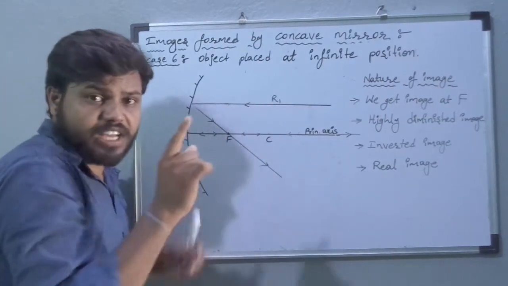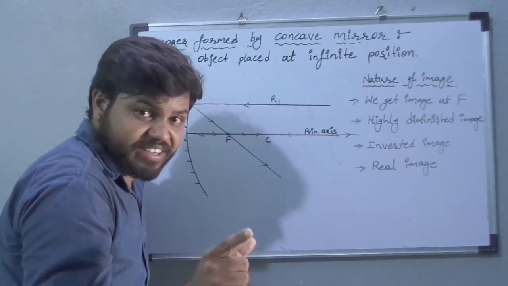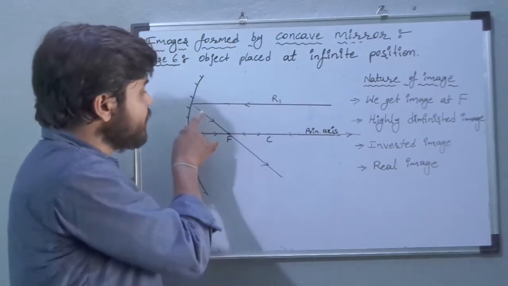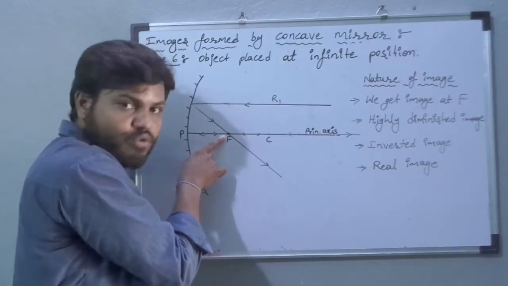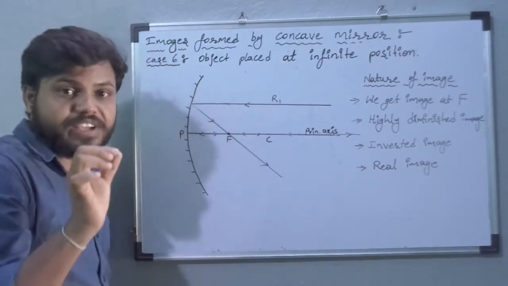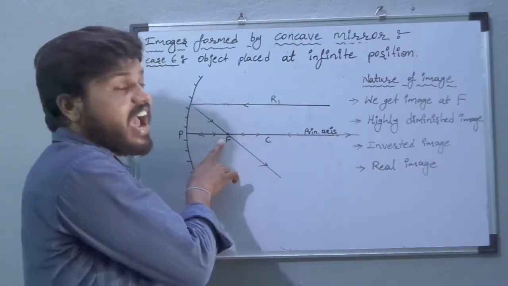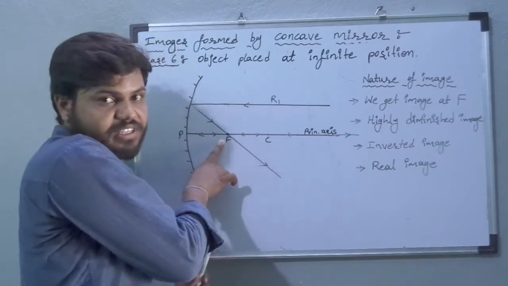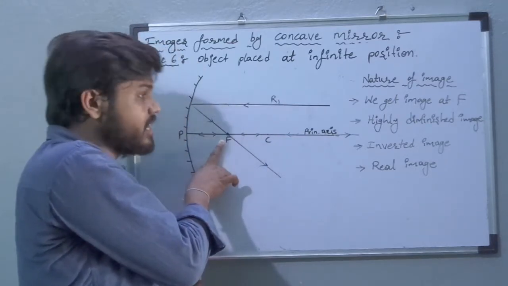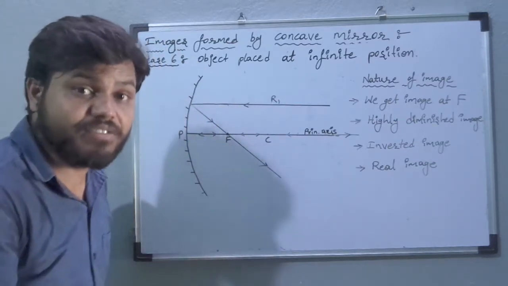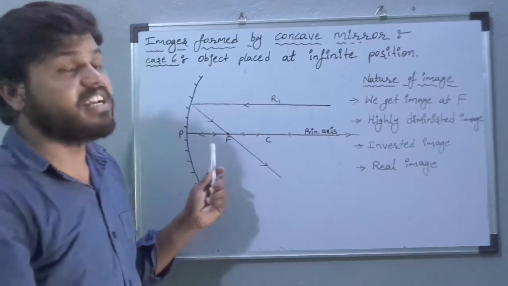See, we already know the intersection point of reflected rays gives the image. The two reflected rays are meeting at the focal point. At the focal point we get the image of the object. Okay, the image size is a highly diminished image we get. Highly diminished image, and the image will be inverted, and it is a real image.